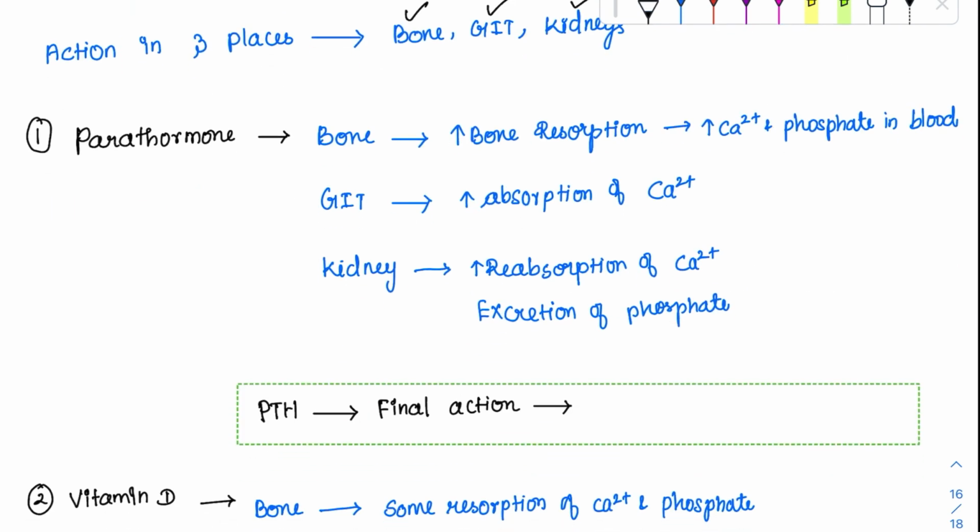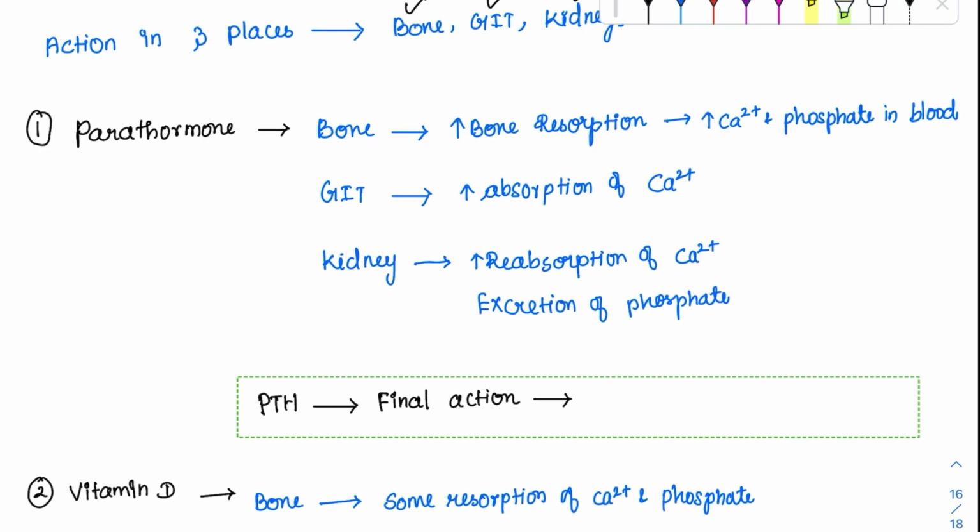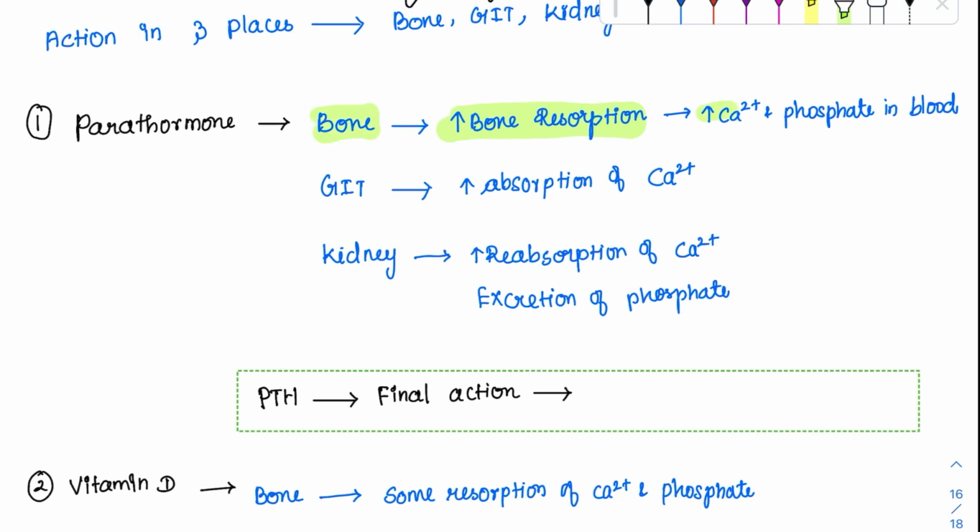The parathormone will act in all three places. For example, what is the action of parathormone on the bone? It causes bone resorption. It is eroding the bone. So both the calcium and the phosphate in the blood will increase, because bone has calcium and phosphate. Then in the GIT also, it increases the absorption of calcium. So basically calcium is being reabsorbed and sent into the blood. In the kidneys also there is increased reabsorption of calcium.